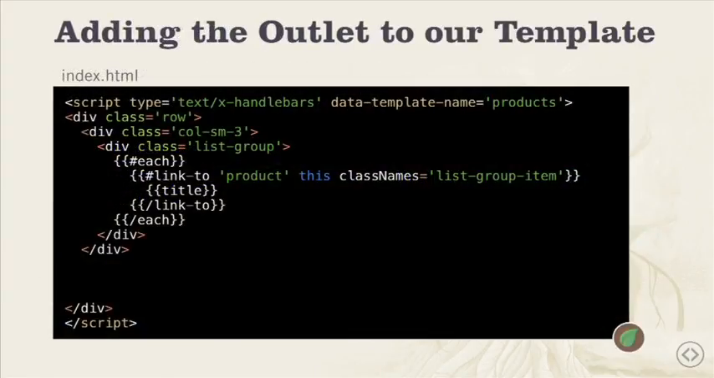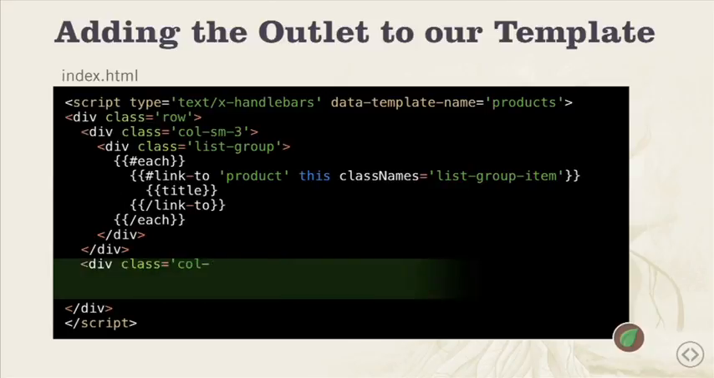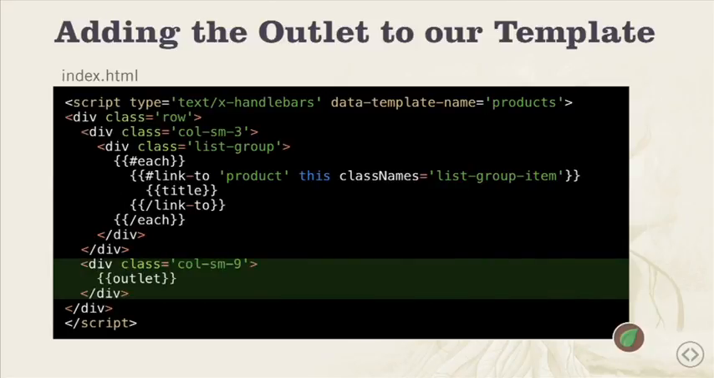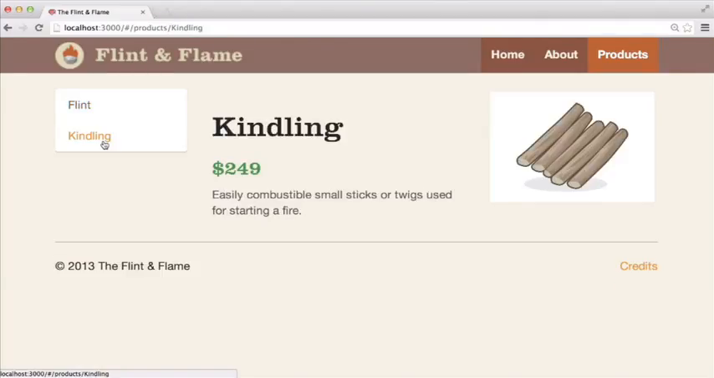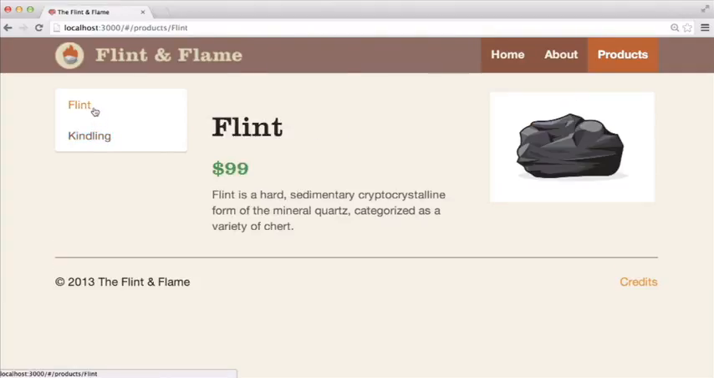Here we are in our code, and as you might notice, we've changed up our products template to be a list of products, and there at the bottom we're going to add an outlet. Now when we go back to the web page, on the left hand side you can see we have our products list, and when we click on one of those, our product template gets rendered inside of our products template, effectively nesting it.